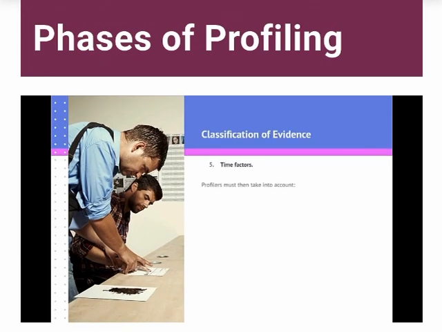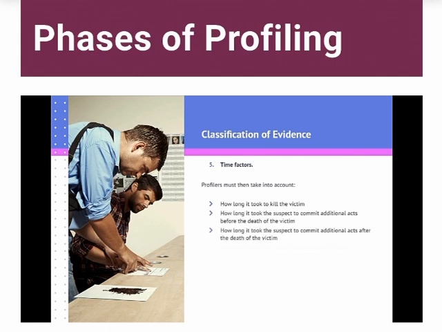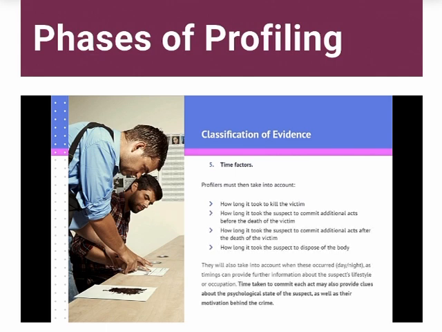5. Time factors. Profilers must then take into account how long it took to kill the victim, how long it took the suspect to commit additional acts before the death of the victim, how long it took the suspect to commit additional acts after the death of the victim, how long it took the suspect to dispose of the body. They will also take into account when this occurred, day or night, as timings can provide further information about the suspect's lifestyle or occupation. Time taken to commit each act may also provide clues about the psychological state of the suspect, as well as the motivation behind the crime.